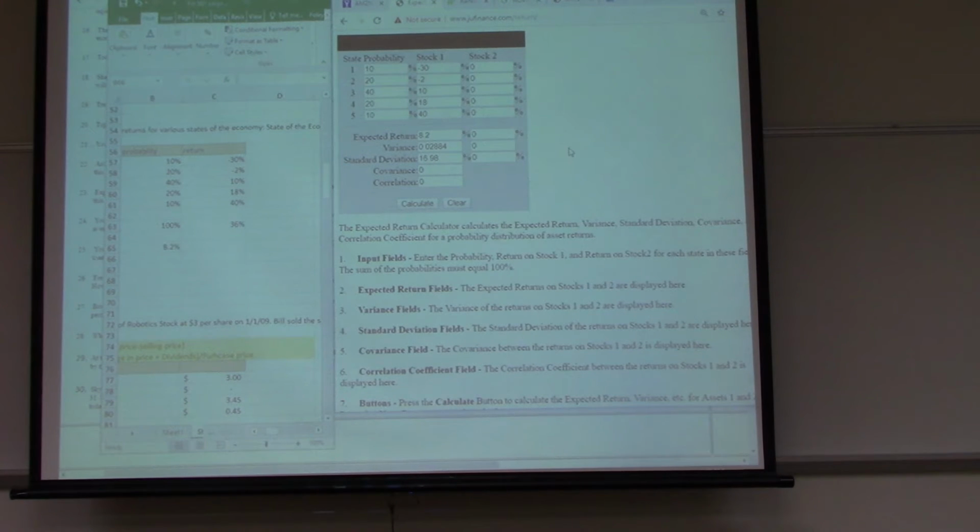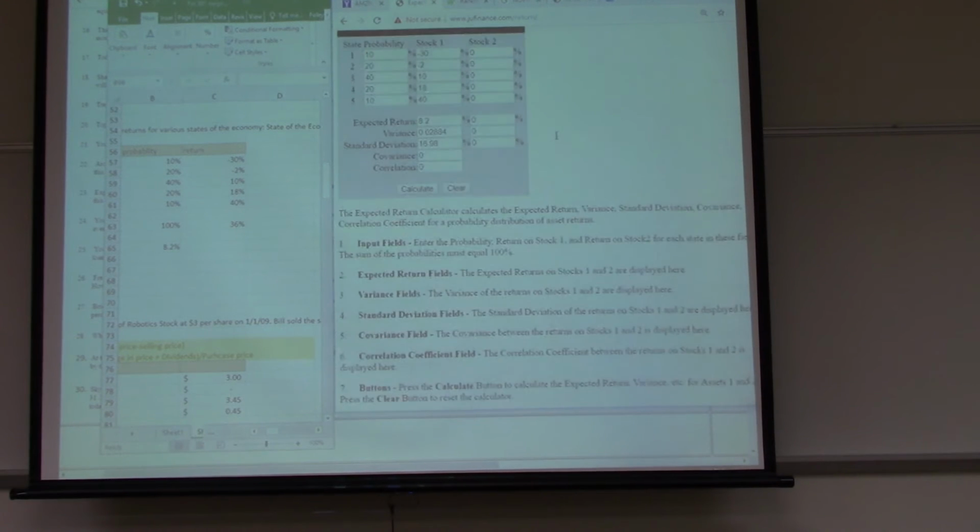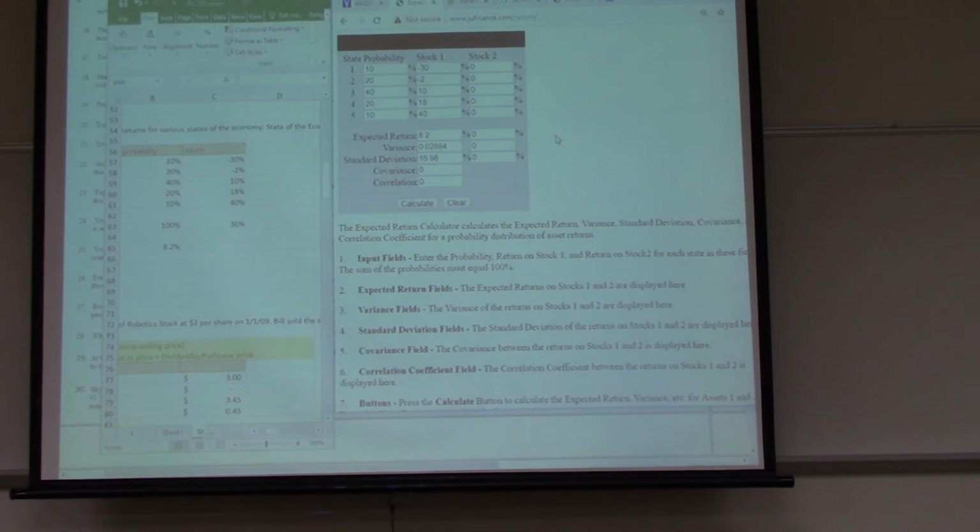Okay. So the expected return is 8.2%, and you see the standard deviation is 16.98%. If you scroll down, you see the equation. If you use Excel, you manually calculate the standard deviation based on this equation. It's also convenient if you have another stock, because it will calculate the correlation for you. The equations are also down below, right here.